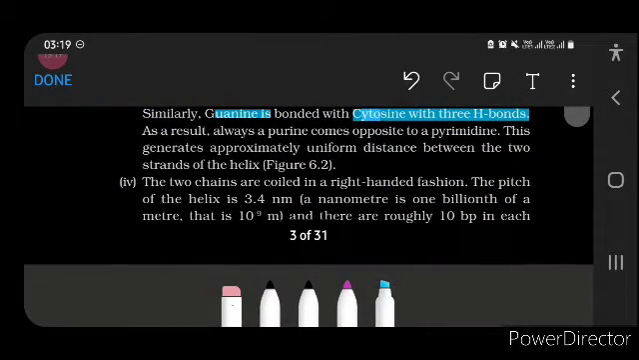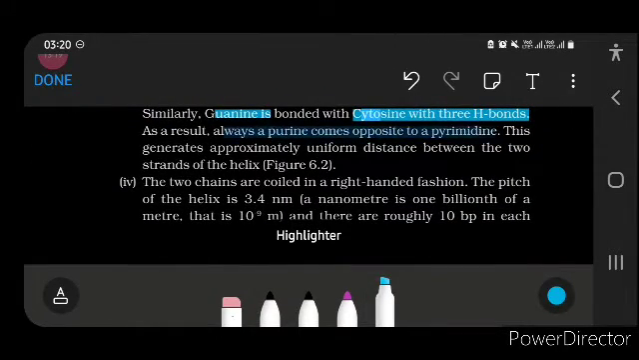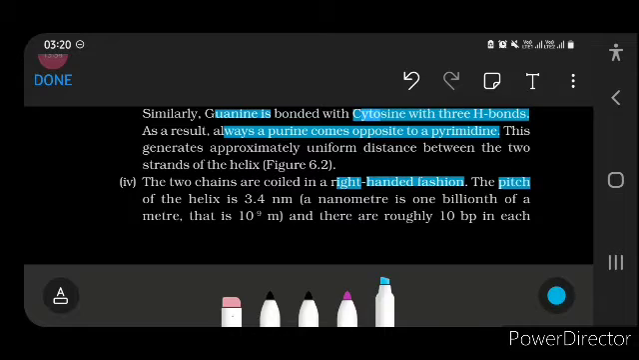As a result, always a purine comes opposite to a pyrimidine. This generates approximately uniform distance between the two strands of the helix. The two chains are coiled in a right-handed fashion. The pitch of the helix is 3.4 nanometer, or 34 angstrom, and there are roughly 10 base pairs in each turn.